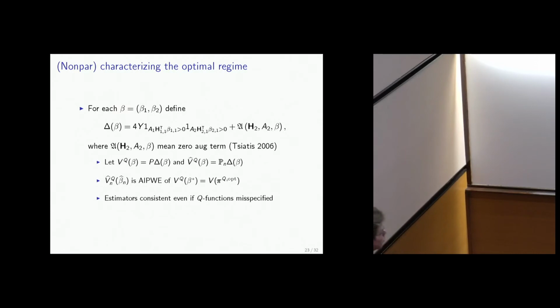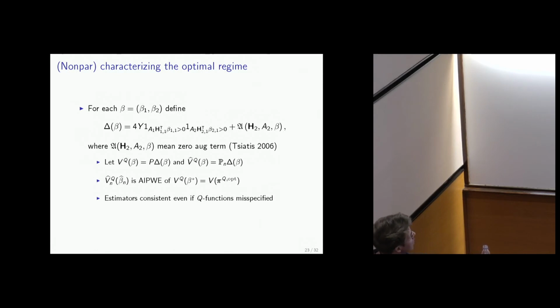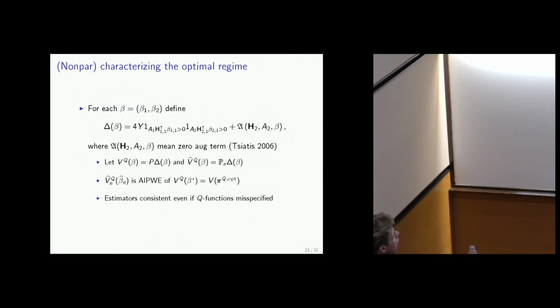Okay, so this slide just tells us how we're going to estimate the value of the policy corresponding to the estimated Q function. For fixed parameters beta of the Q function, we're going to define delta of beta to be this augmented inverse probability weighted estimator of the value of the corresponding policy. That is an unbiased estimator of the actual value, and still consistent for the value of pi-Q-opt, even if the Q function is misspecified.